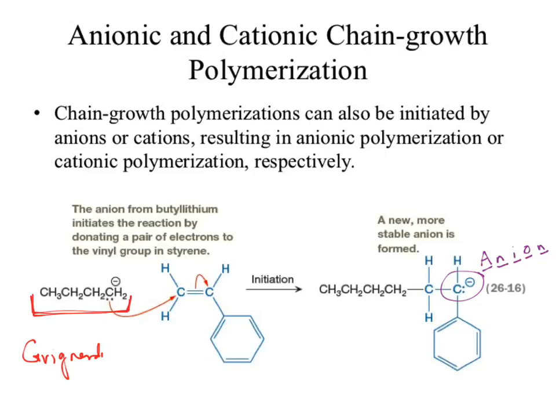It makes an anion, so we're doing an anionic polymerization, or an anionic chain growth polymerization. So we can initiate that either using a really positive structure, a cation, or we can use a very negative anion, and it will kind of propagate itself outwards that way.